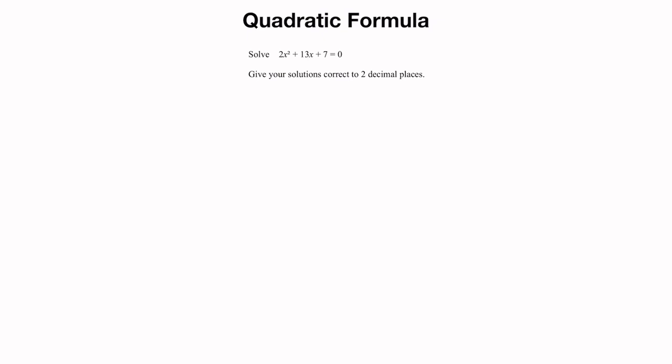So here is a question you could get. Solve 2x squared plus 13x plus 7 equals 0. Give your solutions correct to 2 decimal places. That's a very big clue as to the fact that you have to use the quadratic formula. If it says 2 decimal places or 3 significant figures, that's when you know that you have to use the quadratic formula, because your solution wouldn't be a whole number.